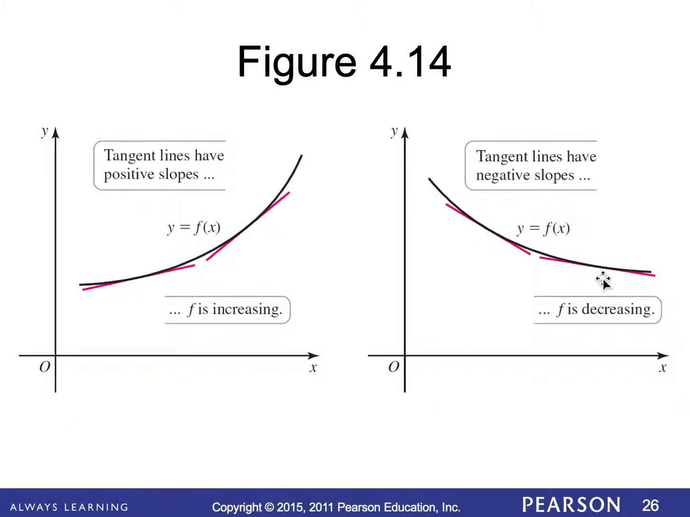And this is just an image that gives us the idea of how we know things are positive or negative based on those tangent lines. The slope of this tangent line is positive because it's headed up.